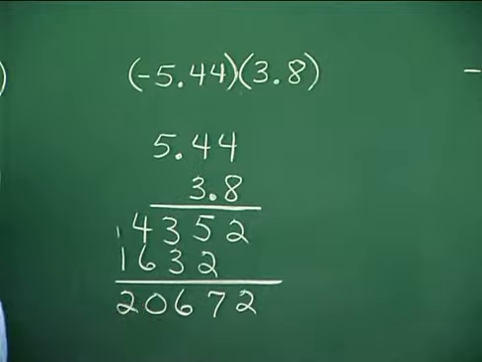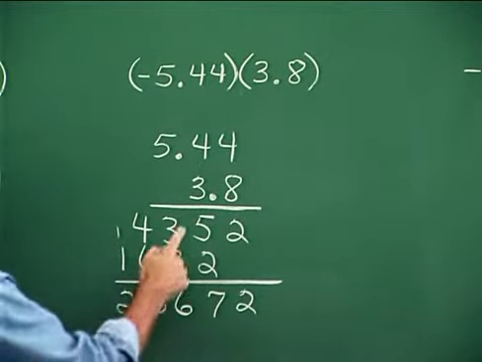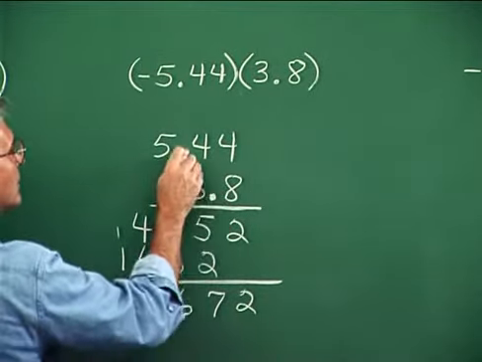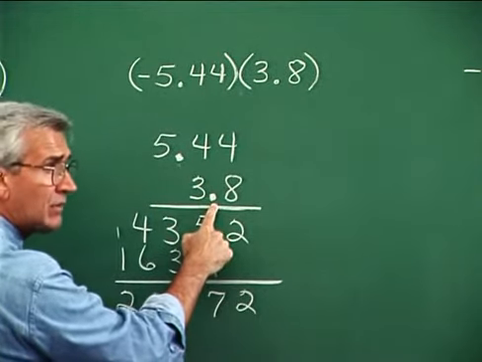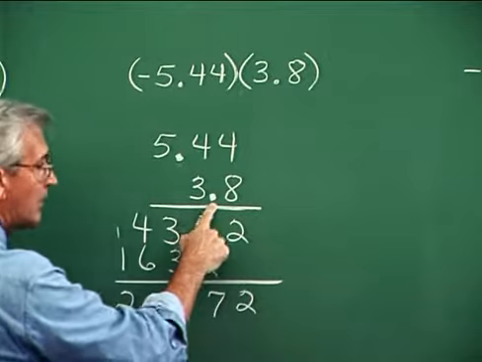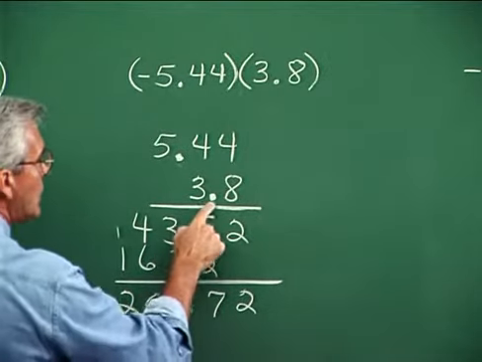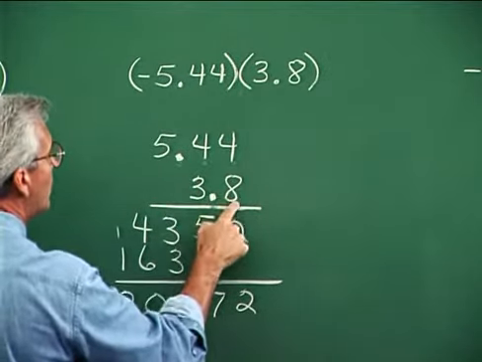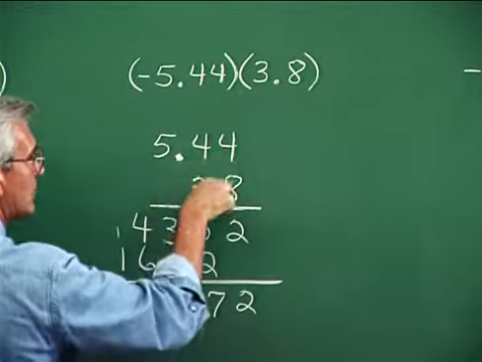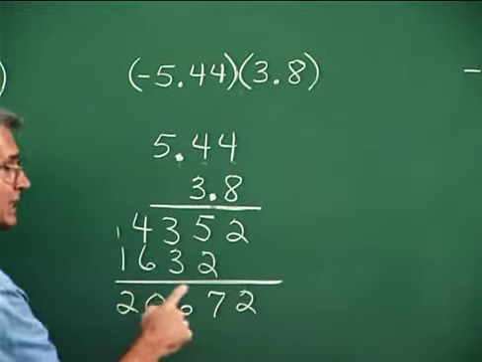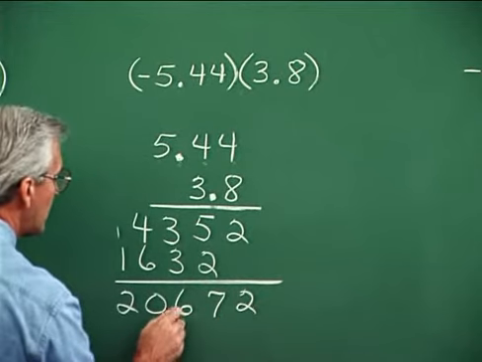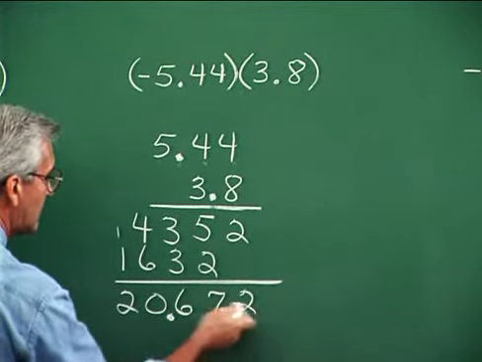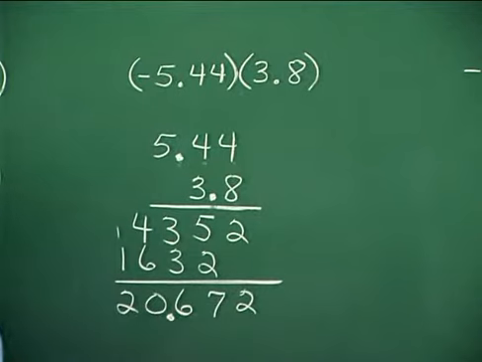1 and 1, 2. Now to place the decimal in the answer, we count the number of digits that fall to the right of these decimals. And we have to have the same total number of digits to the right of the decimal in the answer. So up here we count 1, 2, 3. There are 3 digits to the right of the decimals up here, so there needs to be 3 digits to the right of the decimal in the answer. So we count from over here, 1, 2, 3, and now we have 3 digits that lie to the right, so 20.672.